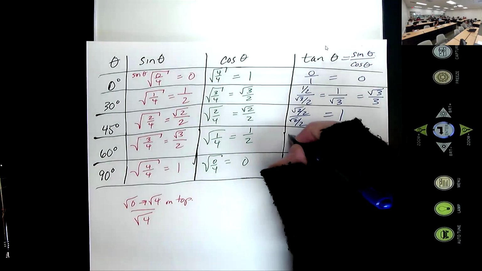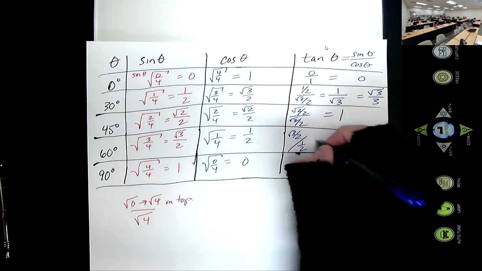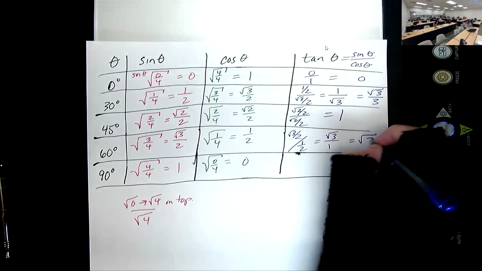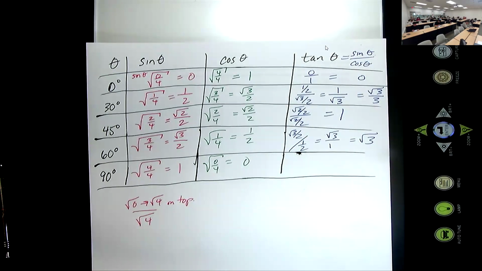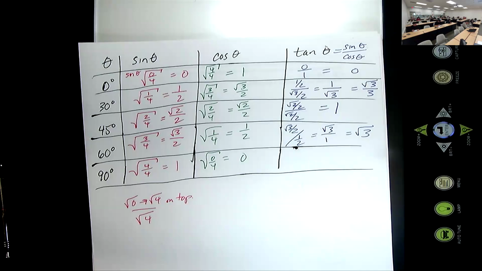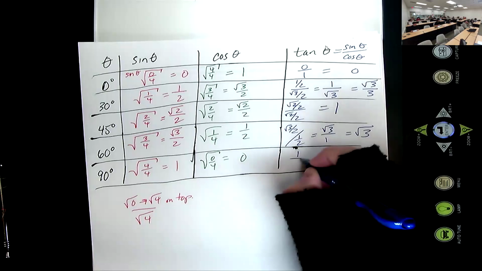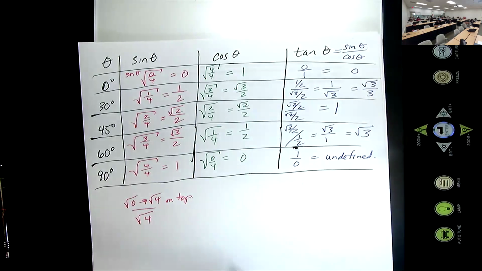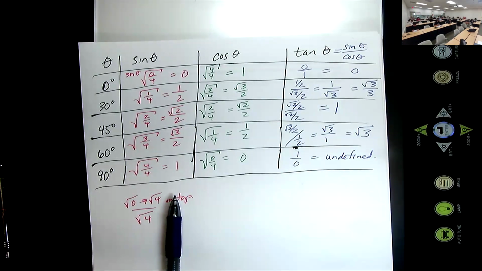This one, I have square root of 3/2 divided by 1/2. You simplify that, it is square root of 3/1, which is just square root of 3. There's a reason why I'm showing this version here, as I'll show in a second. And finally, this is 1 divided by 0, which is undefined. Tangent of 90 degrees doesn't exist. That's no value.